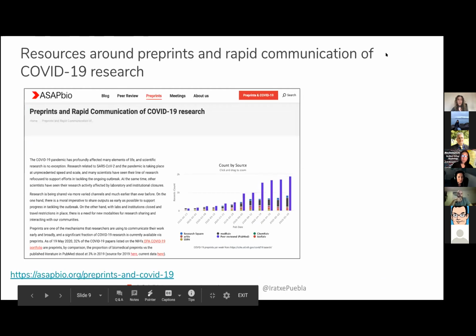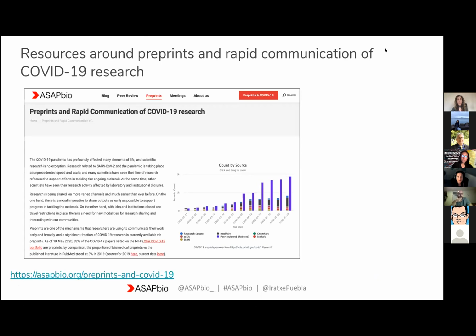I thought that I would mention briefly in the last part a few of the activities that we have done at ASAPbio around the preprints for COVID-19. One of the things that we put in place earlier this year is a dedicated page on our website around preprints and COVID-19.